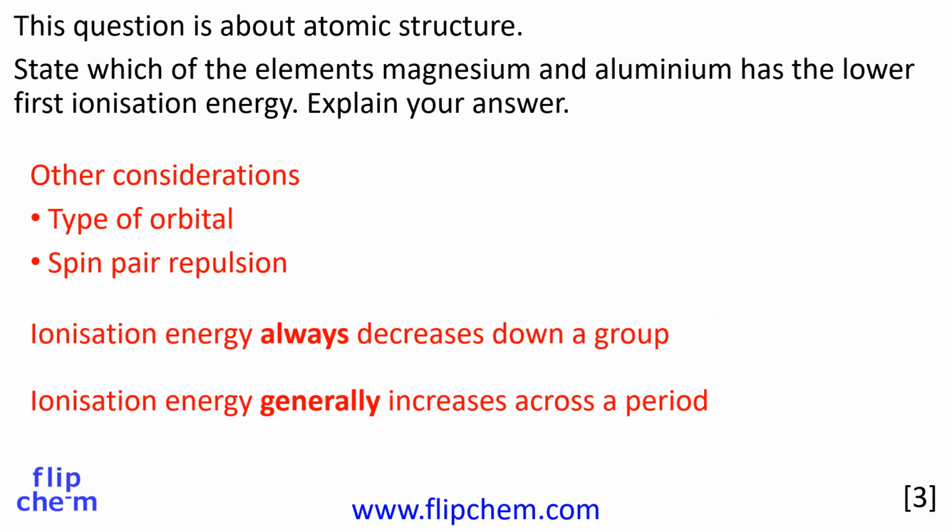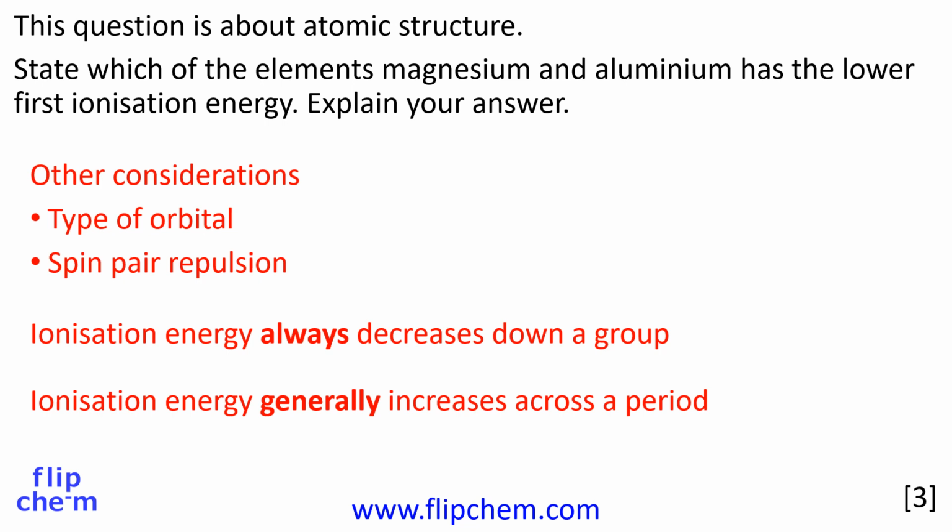There are 2 other considerations that you have to be aware of: the type of orbital that the electron is removed from and spin pair repulsion. If the main factors do not explain the difference in ionisation energy between 2 atoms, we have to consider these other factors. You should be aware of the trends in ionisation energy across a period and down a group.